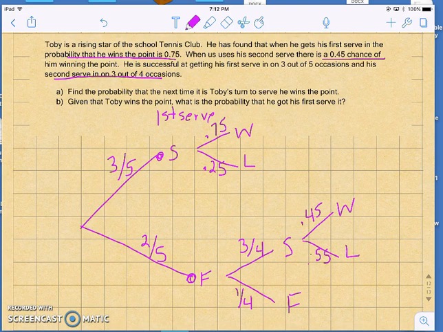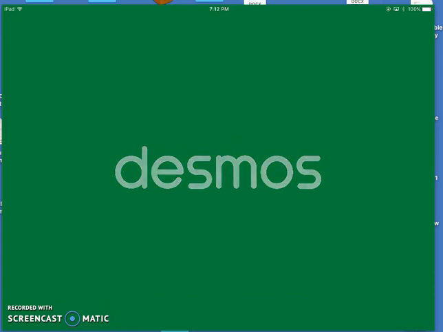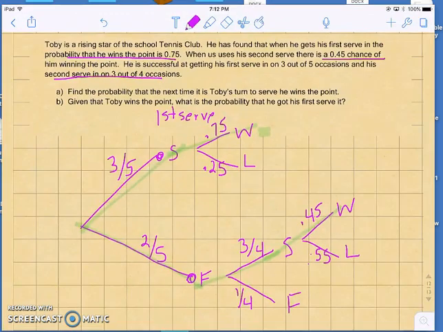So if we take a look at this here, let's see what these questions are asking for. Find the probability that the next time it is Toby's turn to serve, he wins the point. So if he wins his point, he could make his serve and win, or he could miss his serve, make it, and win. So if we multiply all these probabilities together, let's see, 3/5 times 0.75. Let's see here. 3 divided by 5 times 0.75. So that's a 0.45 chance. So this one is 0.45 that he wins on the first.